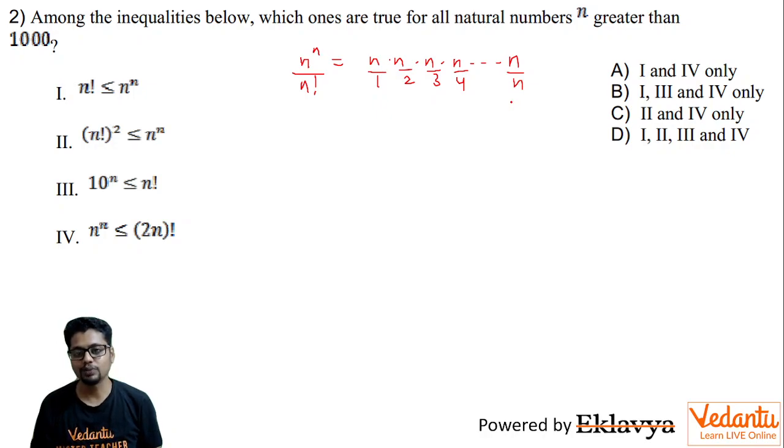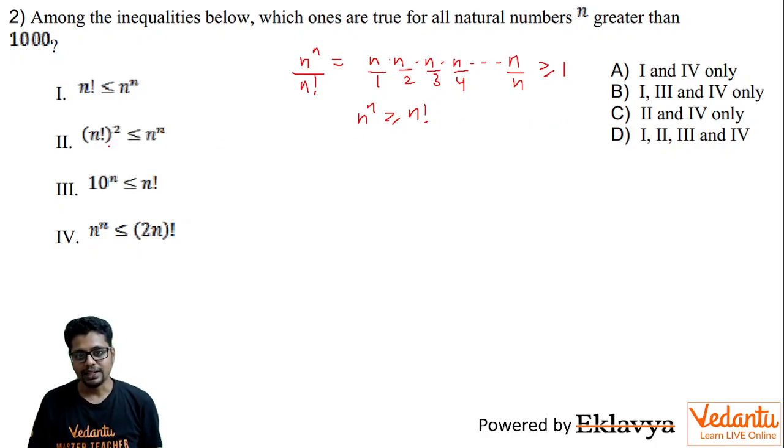So n by n is 1, and all the rest of the factors are clearly greater than 1. So this whole expression is clearly greater than 1, or you may say even greater than or equal to 1. Strictly speaking it is always greater than 1, but if something is greater than 1, it is of course also greater than or equal to 1. So n to the power n is greater than or equal to n factorial. So 1 is correct. And since 1 is correct, C can't be the answer for sure.